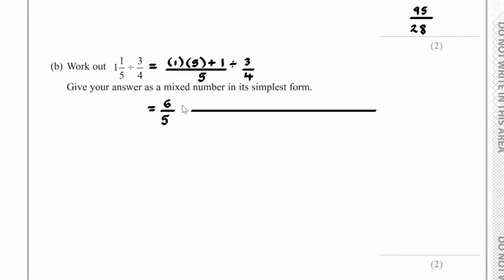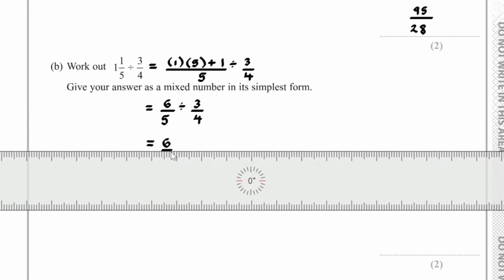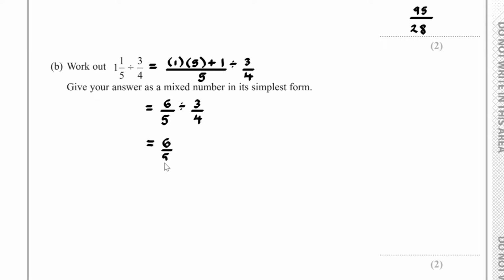And then we have the 3/4. Now, when we divide fractions, we multiply the first fraction by the reciprocal of the second fraction. And so what that means, we have 6/5 multiplied by 4/3.